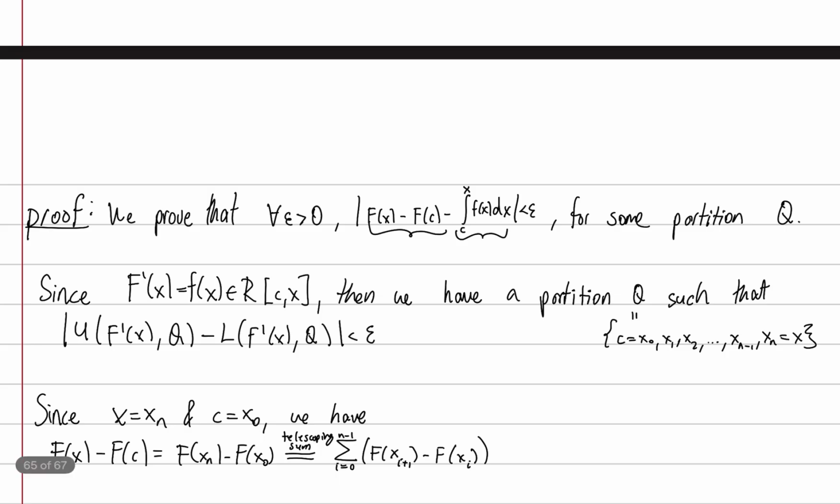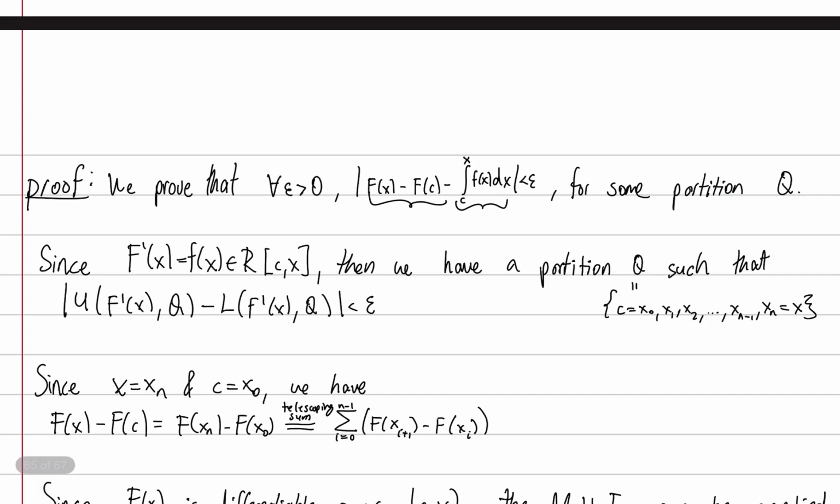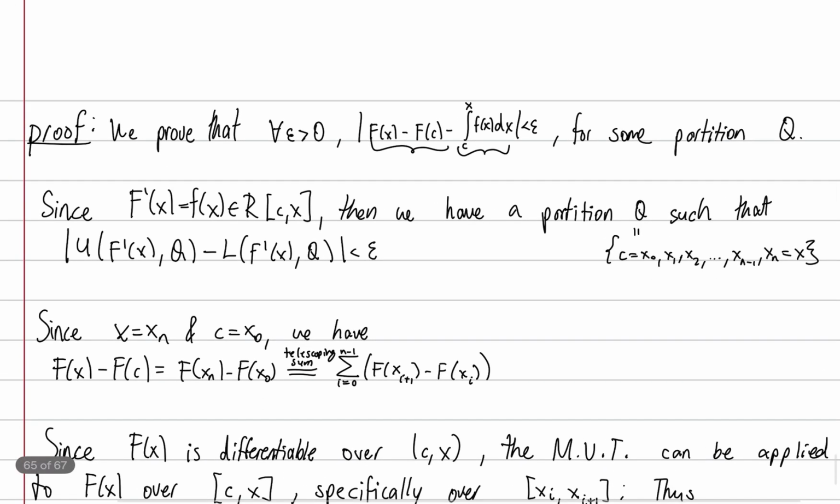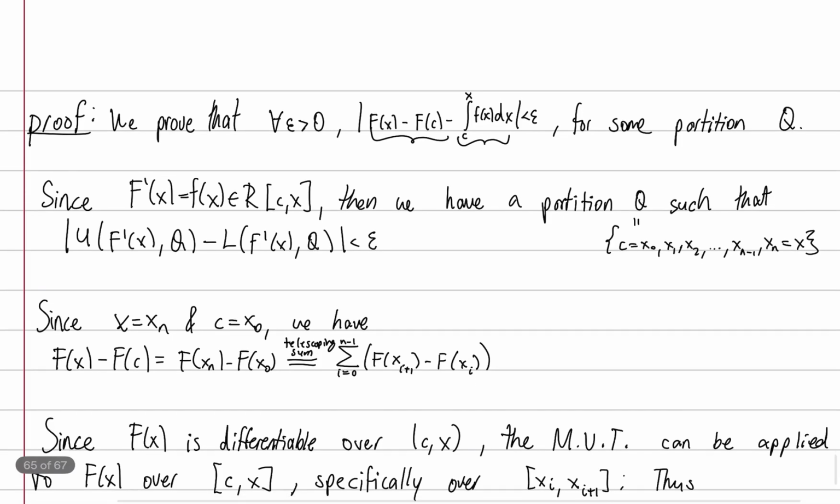Since x is equal to x sub n and c is equal to x naught, our left and right endpoints, we have that the difference, remember at the beginning, capital F of x minus capital F of c, is capital F of x sub n minus capital F of x naught. Here's where we think: where have we seen this before? The answer is it looks like a telescoping sum, and it's this sum specifically. The reason that's important is that it kind of looks like we might be able to use it to resemble an integral. So we might want to work with that, but we'll come back to that.